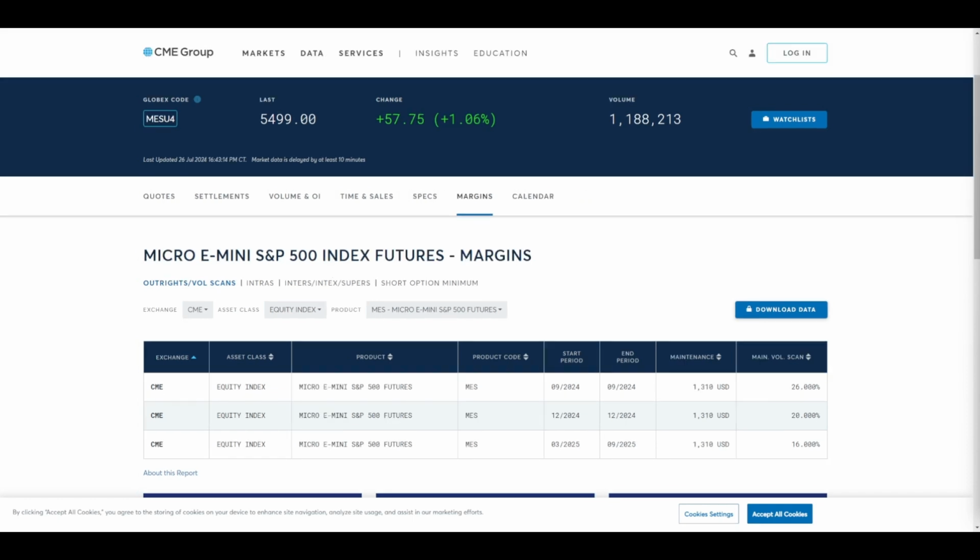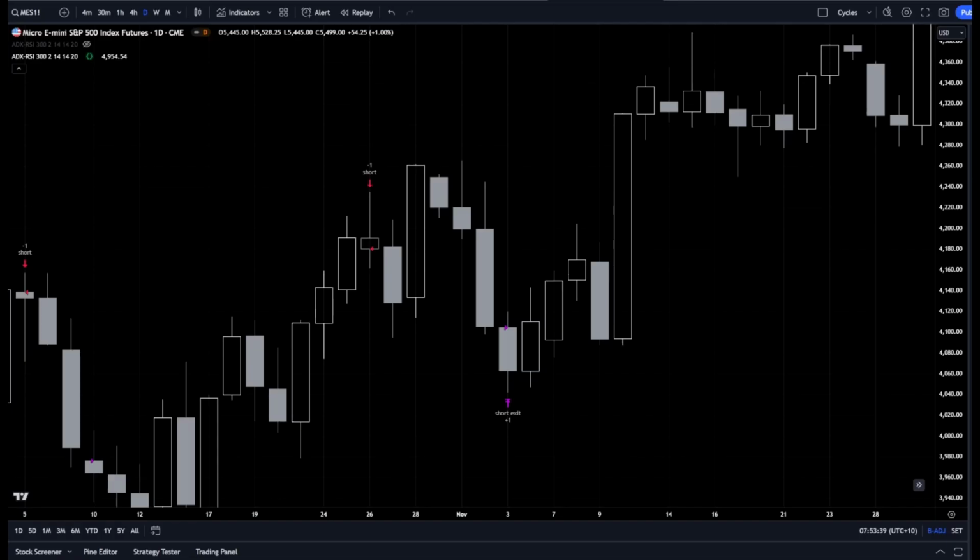If those sort of numbers sound too rich, perhaps consider the micro contracts. They are a tenth of the size in terms of point value, but they also are a tenth of the size in terms of margin. But of course, also they are a tenth of the P&L.